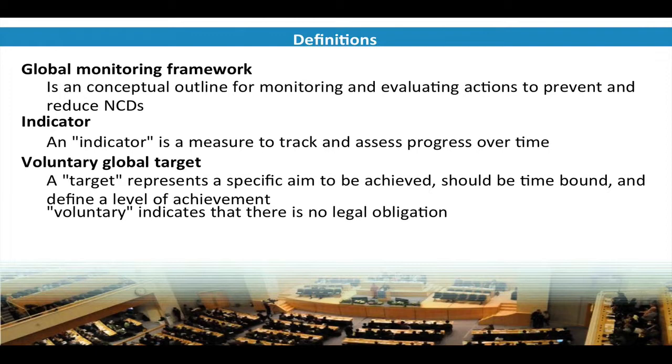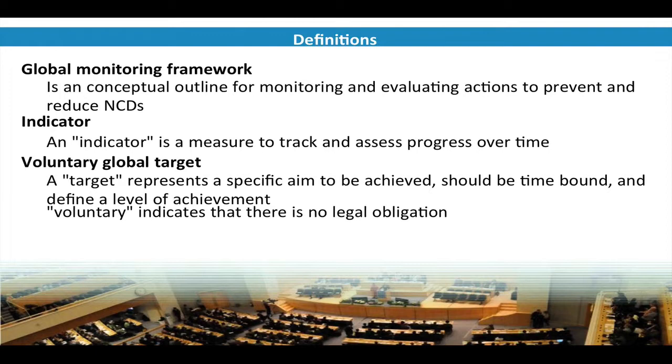And then I also have to highlight that the documents are speaking of the 9 targets, but they are voluntary global targets. So yes, a target is a specific aim to be achieved, time-bound, etc., but voluntary indicates that there's no legal obligation for the countries to achieve them. And that is, of course, a very weak and soft spot in the whole declaration. But was it ever possible to agree on binding targets? That would be, in this time frame, in my opinion, very naive.